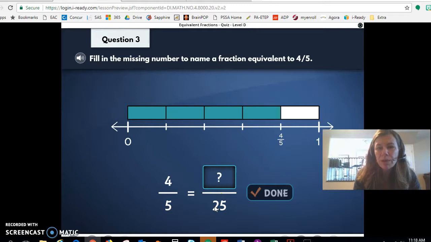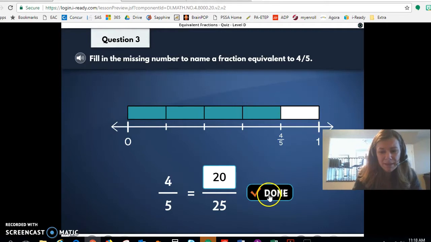We can see both denominators and think, 5 times what number gives me 25? And you're probably thinking 5 right now. So what you do to the bottom, you multiply by on the top. So 4 times 5 gives me 20.